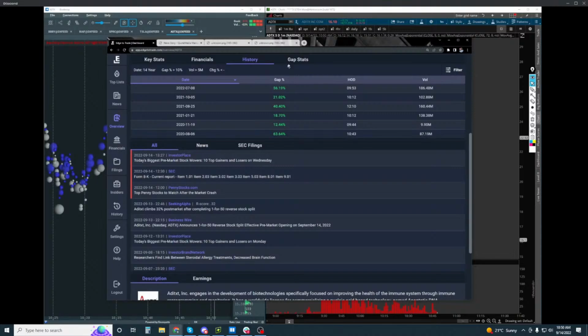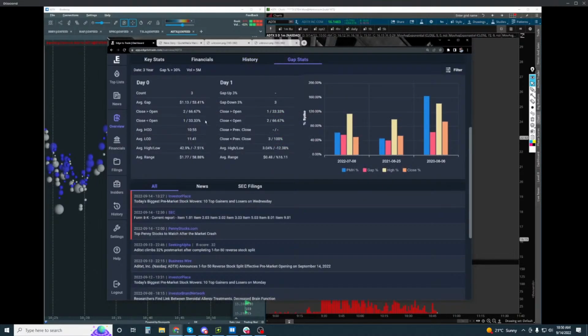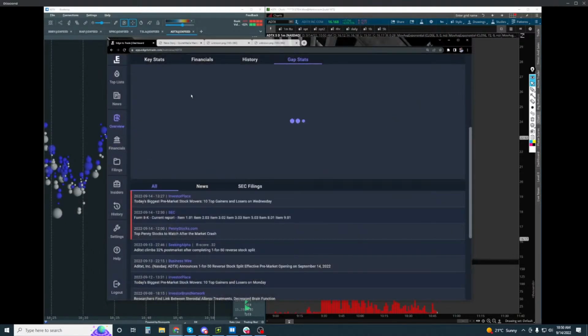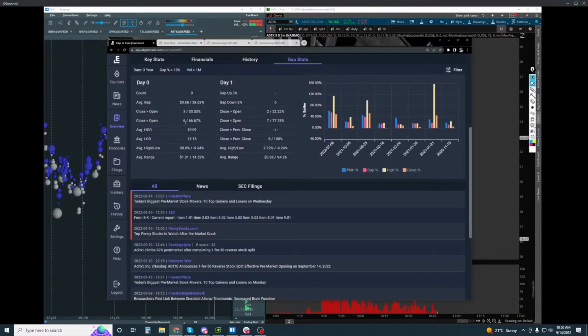The rest of the plays over here, and we can see the gap stats. When we put a high volume, last 3 years, it closed 2 times green, 1 time red. But we can change this, and I'm gonna put, for example, 10%, and over here 1 million. Let's see if this changes. I believe yes. So we have 6 times this closed red, so 66% on 9 gaps over here.